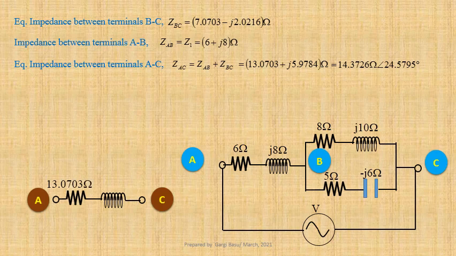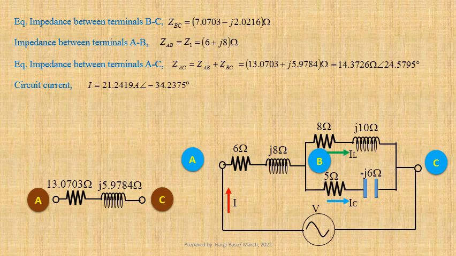Now we can replace this series parallel circuit by a simple series RL circuit where R equals 13.0703 ohm and inductive reactance XL equals 5.9784 ohm. We have already calculated circuit current I equals 21.2419 ampere at an angle minus 34.2375 degree.